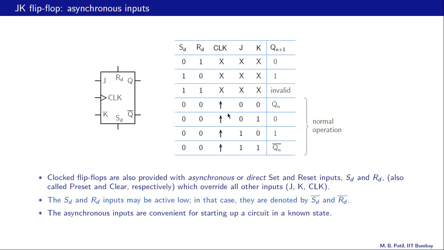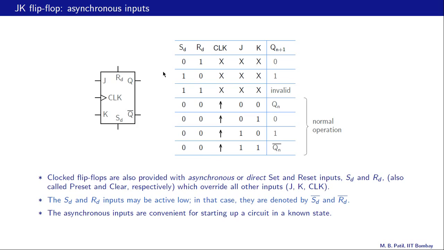We have this active edge. Since it's a positive edge triggered flip-flop, we have this rising edge here of the clock. And these 4 entries we have already seen earlier. So that is the normal operation of the flip-flop.